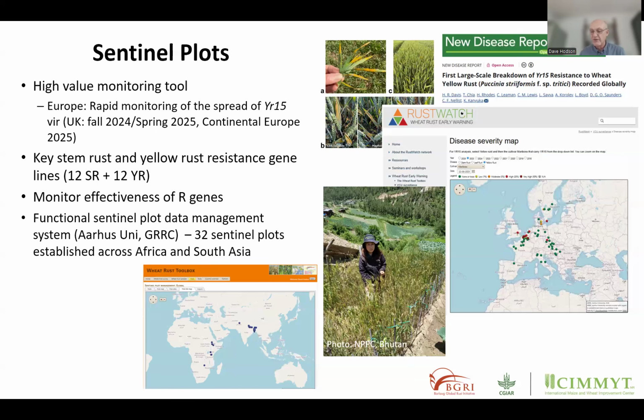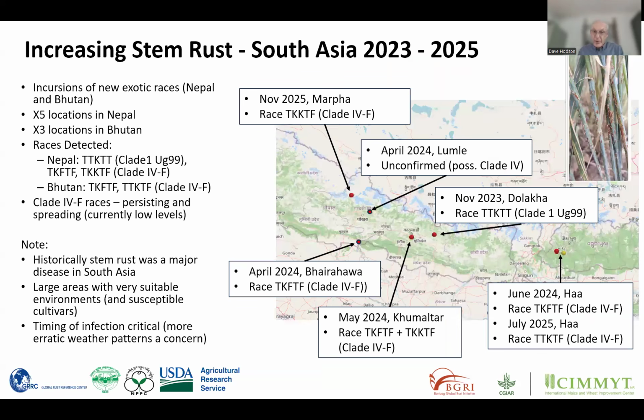So monitoring the effectiveness of those resistance genes. Stem rust, South Asia, this is another emerging issue and increasing concern. We're seeing the appearance of stem rust, and we've seen the incursion of exotic races into the region. So in both Nepal and Bhutan. So in Nepal, we've seen one of the UG99 races.